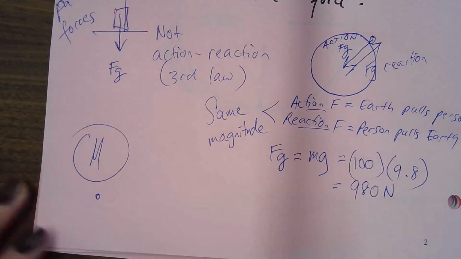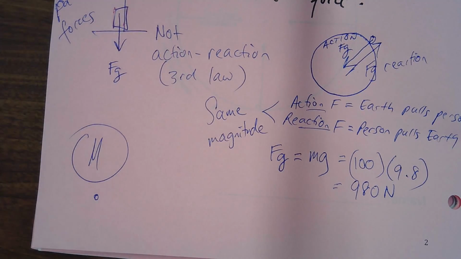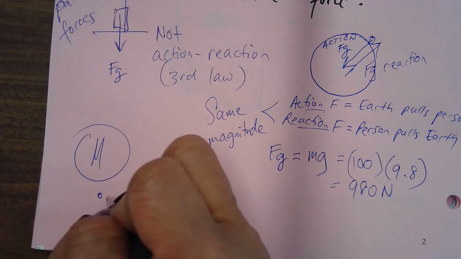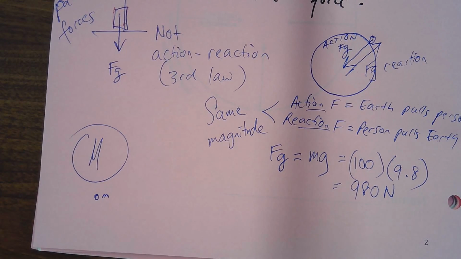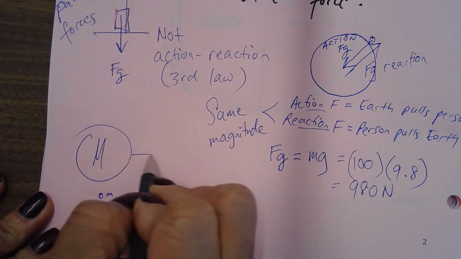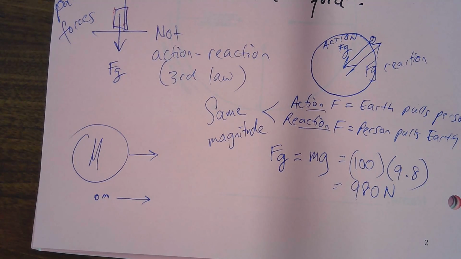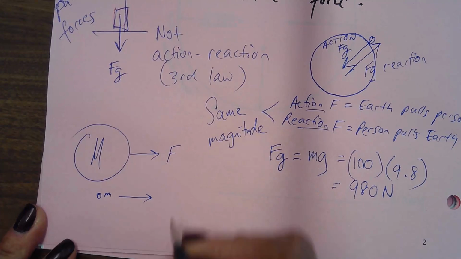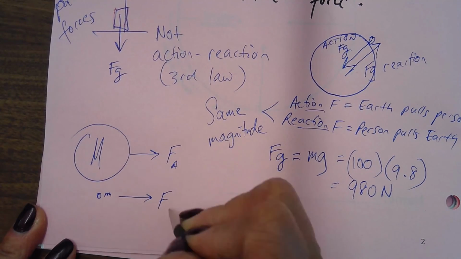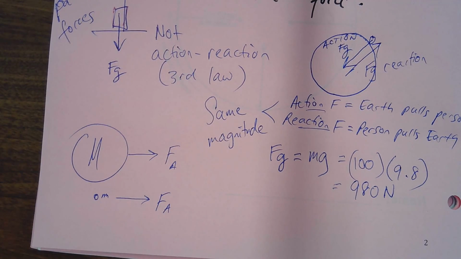So you've got a big mass, Earth, 5.98 times 10 to the 24 kilograms, and then there's you, a tiny itty bitty mass, 100 kilograms. If I were to push you that way with the same force applied, which one do you think would move more? I'm applying the same force, okay?